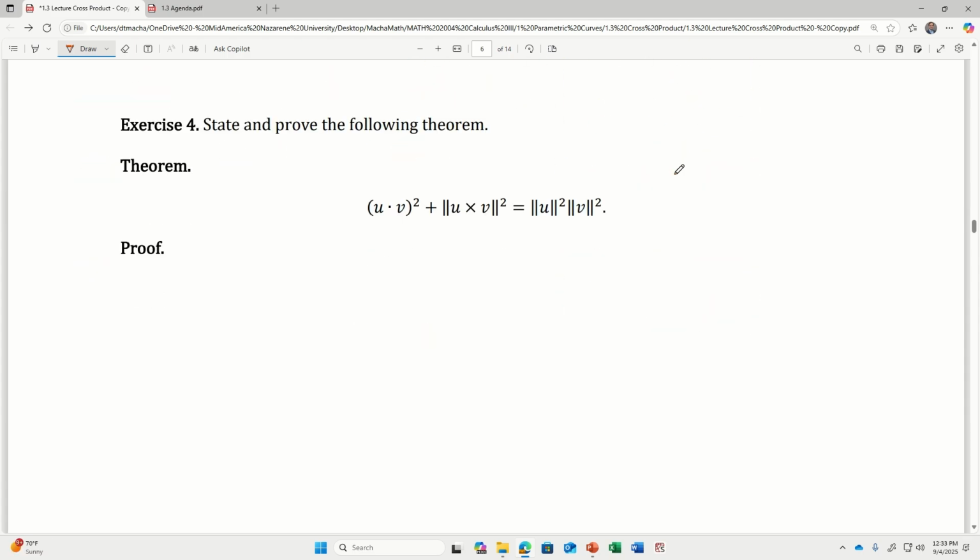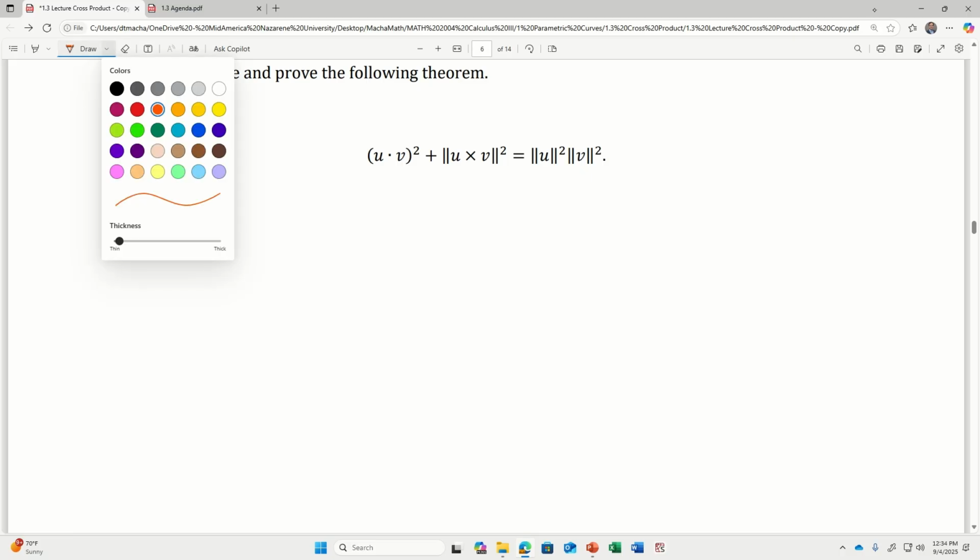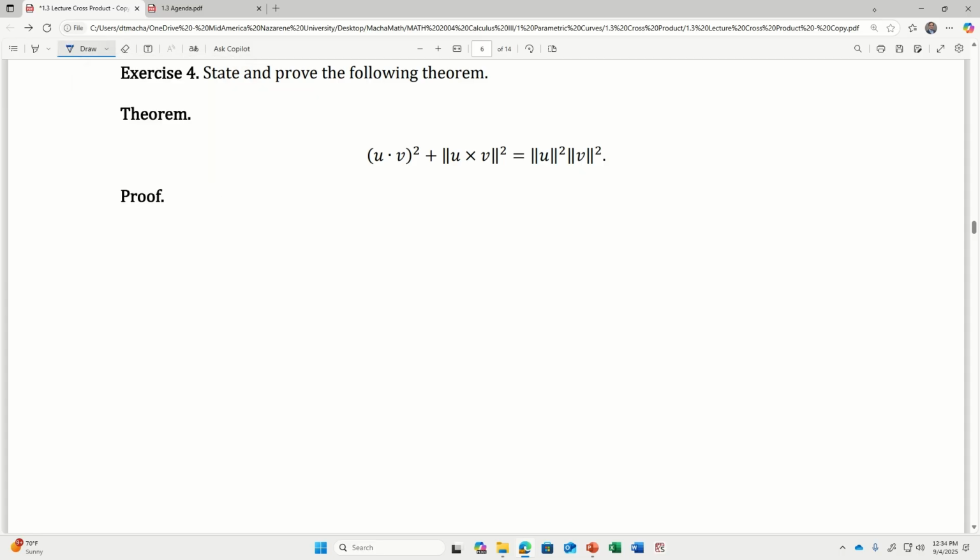So the next interesting property of the cross product is this. If I have u dot v, which is a scalar, squared, plus the norm of u cross v, and u cross v is a three-dimensional vector. But when I take the norm of that vector, the norm is a scalar squared, and I add those together, then I get the norm of u squared times the norm of v squared. I think this is interesting. I'll tell you why this is interesting to me in a minute. But first, let's prove this.